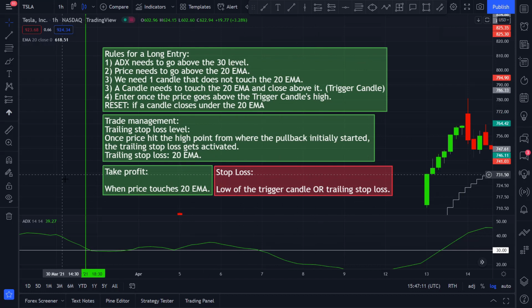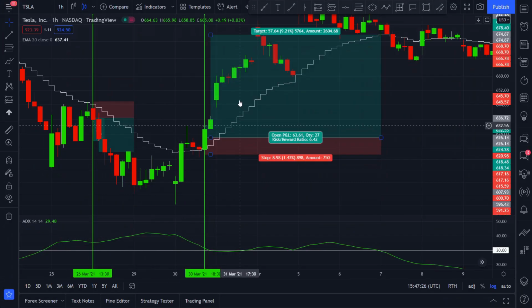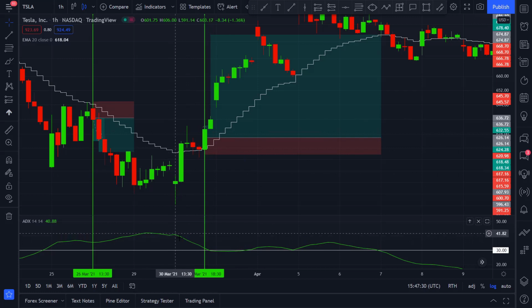Now let's see a real example. So this is going to be a long example. First, you need the ADX to be above the 30 line, which it is. Then you need the price to go above the 20 EMA and close above it. After that, we need one candle that does not touch the 20 EMA, which is going to be this one. Then we need a candle that touches the 20 EMA and closes above it, which is going to be this one.